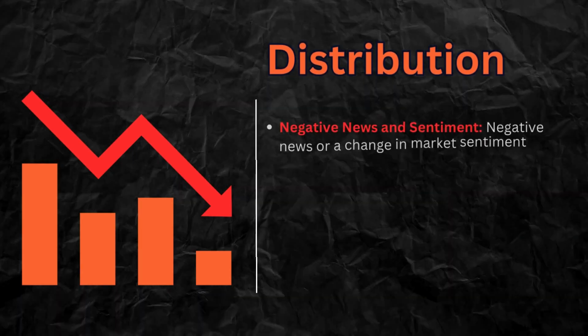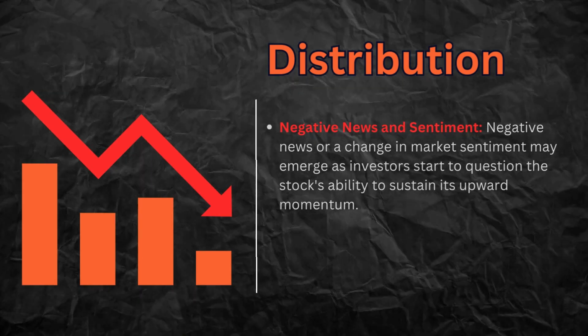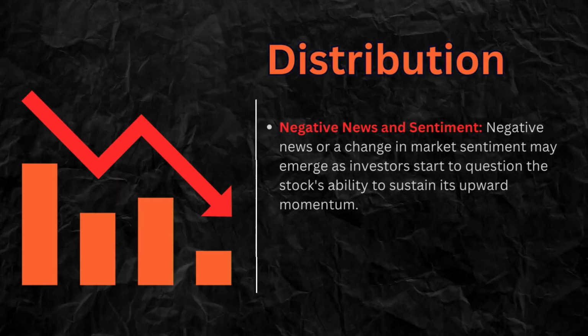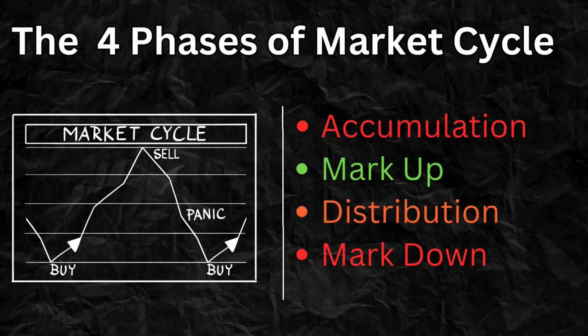And in this distribution phase, you can see negative news and negative market sentiment. As a result, investors start questioning the stock's ability to sustain its upward momentum. And the fourth and final stage of this market cycle is the markdown phase.